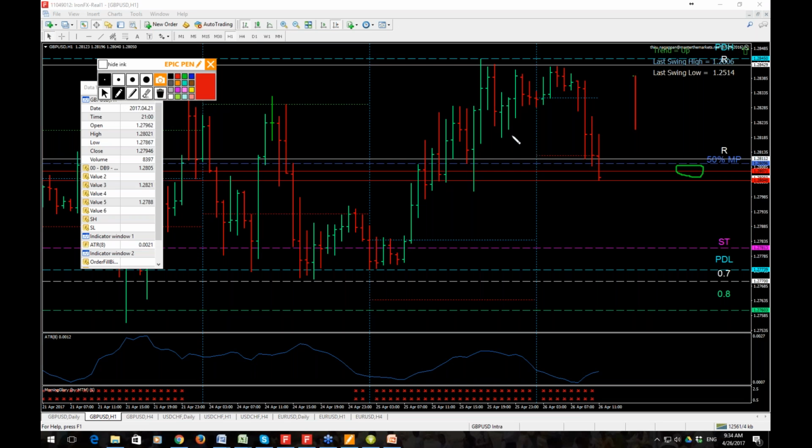Now, follow this train of thought, traders. This is very important, and you probably will never hear this anywhere else. Now, the thing is, there's two ways in which a range can form. Follow this train of thought first. There's two ways in which a range can form.